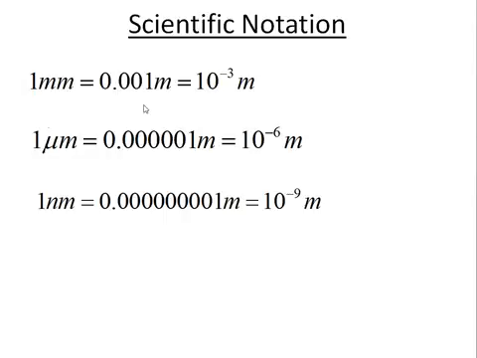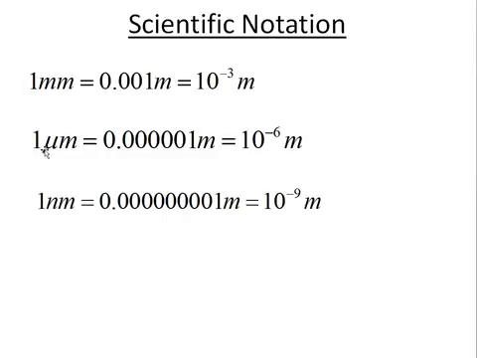So in scientific notation, we would represent a millimeter, which is 0.001 meters, as 10 to the minus 3 meters. And the reason is that you would take the 1 and move the decimal place 3 spots to the left. So that's the meaning of 10 to the minus 3 meters. It means you take a 1 and you move the decimal place 3 spots to the left.